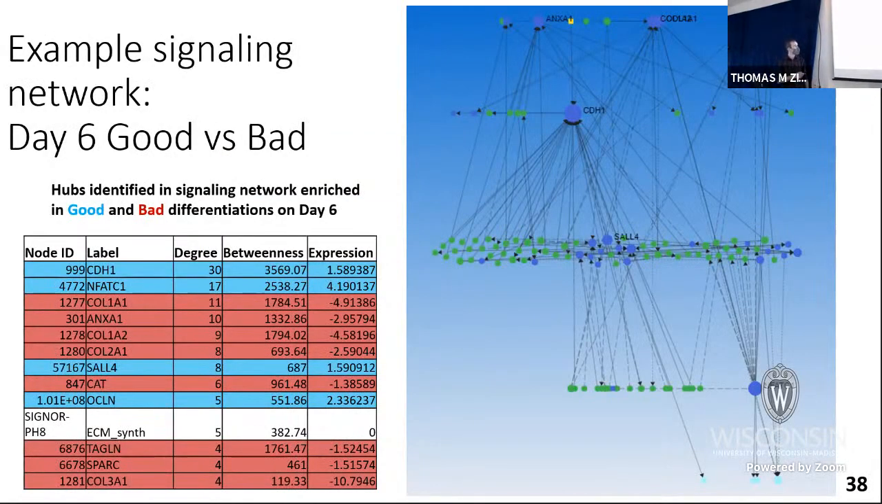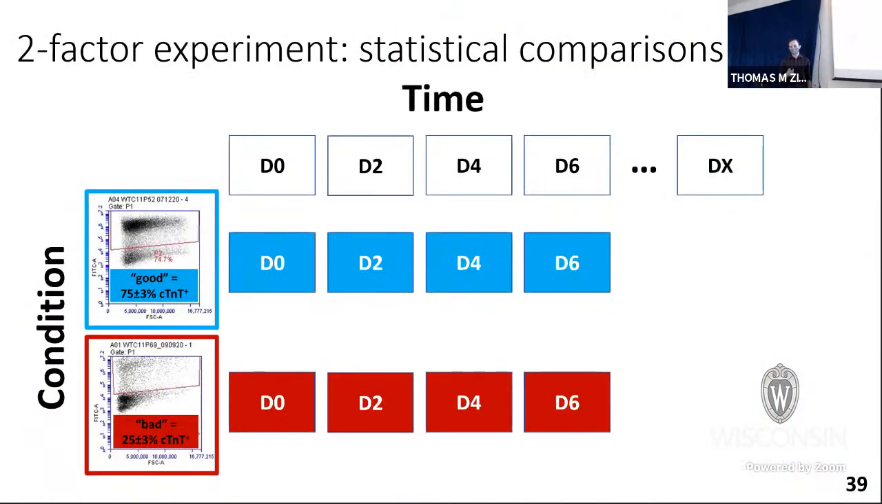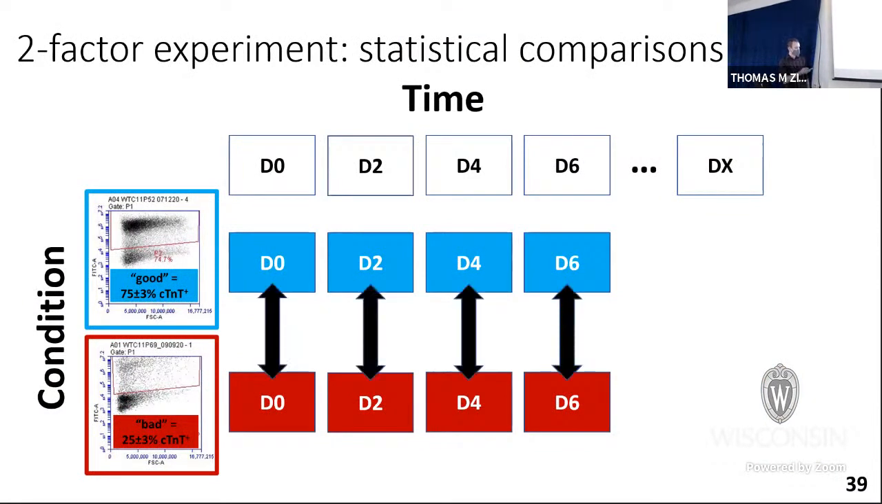Okay. So what I've done now is I'll be showing the outputs of this network analysis. And now we're looking at just the differences at each individual time point between the good and the bad. So we're neglecting the temporal differences right now for the data that I'll show. And we're just looking at day 0.